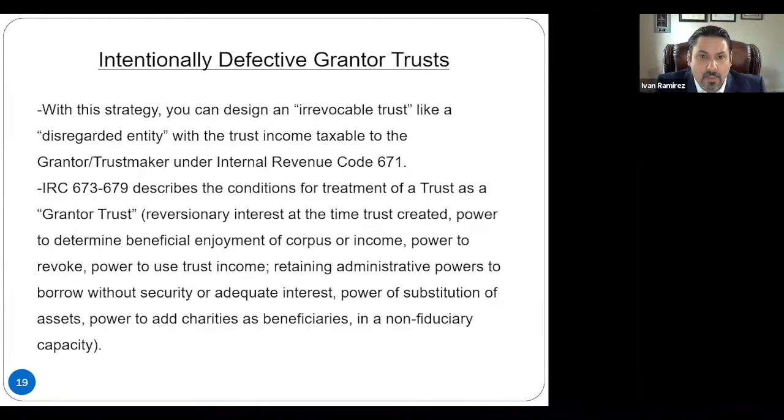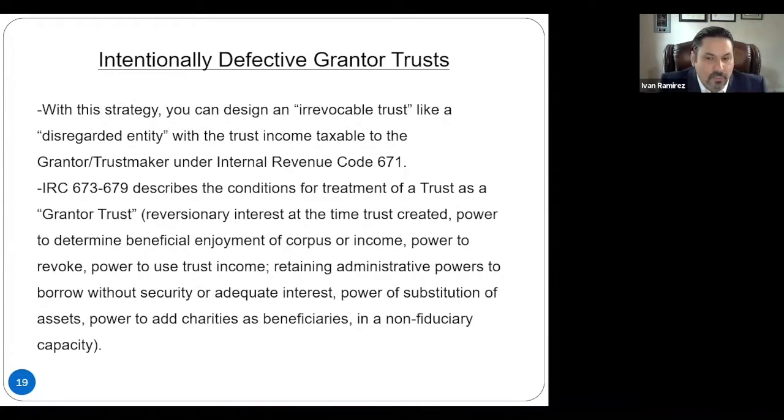Now, the way the trust must be designed, it must have certain language in order for it to qualify as an intentionally defective grantor trust. It's covered in great detail elsewhere, but just for the sake of this presentation, I listed on the bottom half of the slide the conditions that the trust must contain. It must have a reversionary interest. It must have the power to determine beneficial enjoyment of the corpus or the income, the power to revoke, the power to use trust income, retaining certain administrative powers, et cetera.